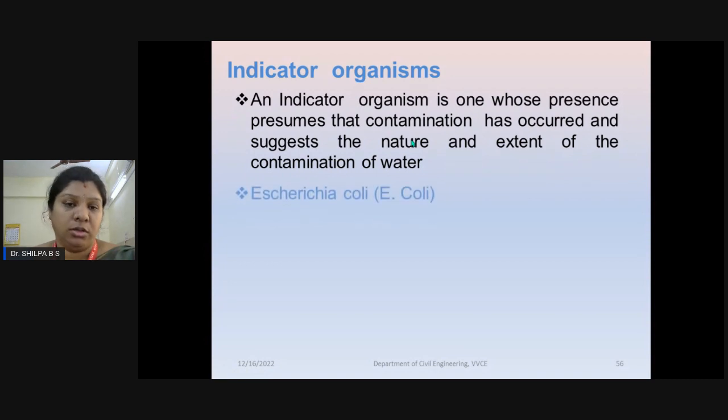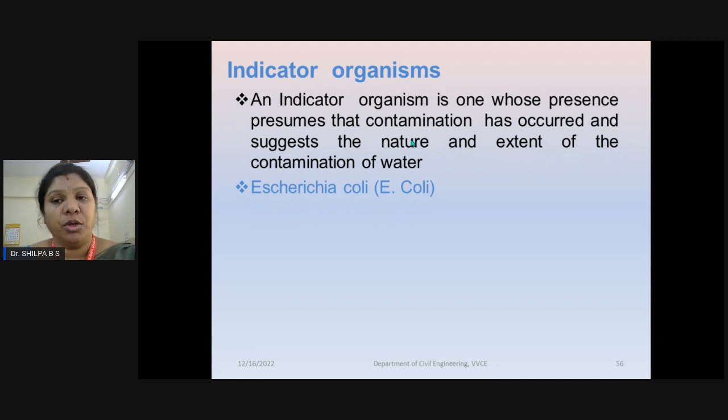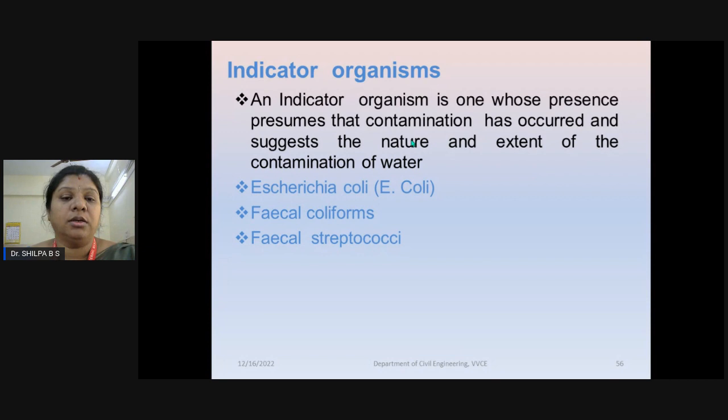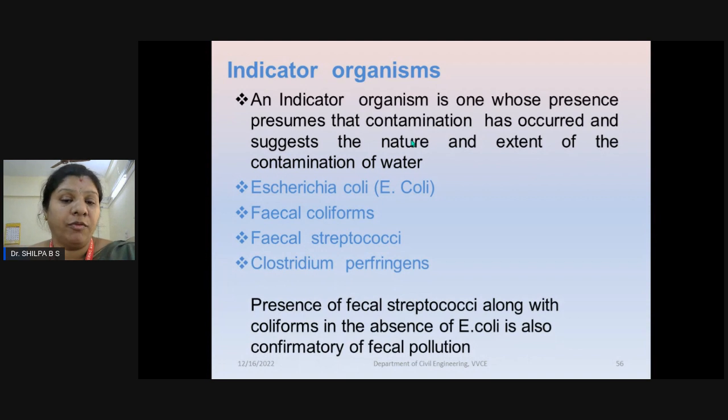So we generally call the bacteria the indicator organism. An indicator organism is one whose presence presumes that contamination has occurred and suggests that the nature and the extent of the contamination of the water has to be checked. Most of the time we check for E. coli, that is Escherichia coli, then fecal coliform, fecal streptococci, and Clostridium perfringens. The presence of fecal streptococci along with coliforms in the absence of E. coli is also confirmatory of fecal pollution.